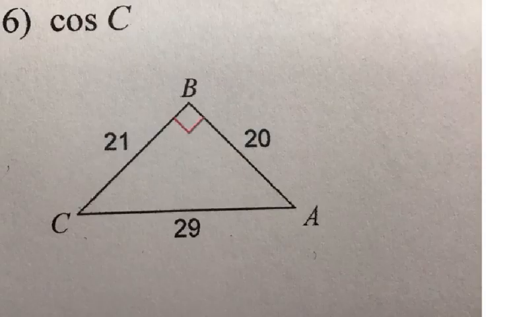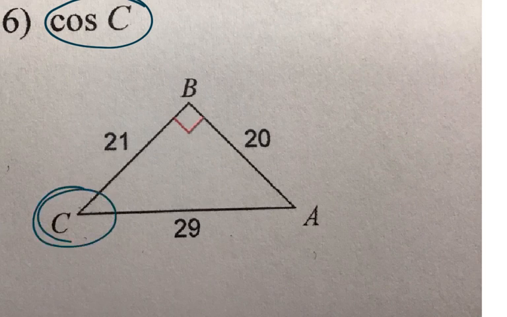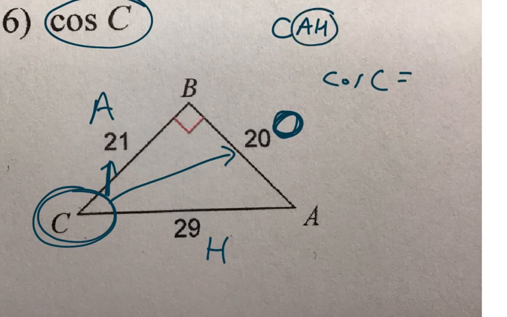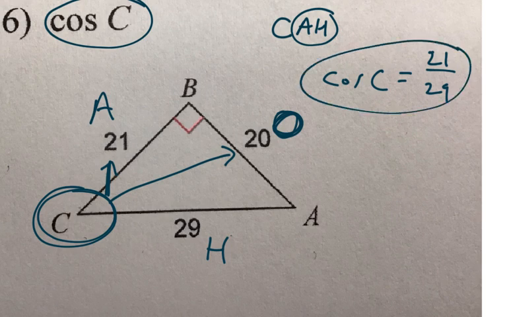Okay, number 5. They're asking for the cosine of C. Here's angle C. The 29 is my hypotenuse. The hypotenuse is always the biggest side. Notice how 20 is opposite from it. And this 21 right here is right next to it, adjacent. Now, CAH in SOHCAHTOA tells me that the cosine of C has to be A over H, which is 21 over 29. That can't be simplified. We're done.